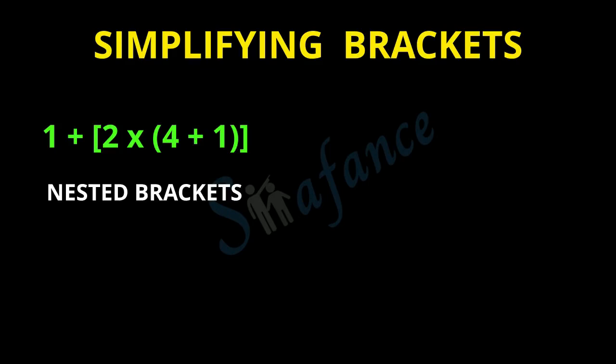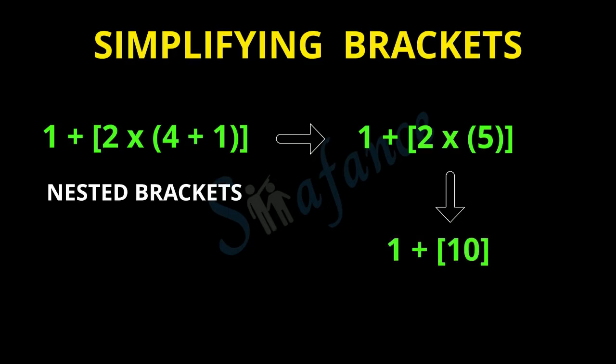In this case, first we will solve the bracket which is inside the other bracket. First we solve the inside bracket and then the outside bracket. When we solve the inside bracket, the equation becomes 1 plus bracket open 2 into, there is 4 plus 1 inside the bracket. So 4 plus 1 becomes 5. So 2 into 5. Now we can remove the circular shape bracket. Now we can operate inside the rectangular bracket. The equation we get is 1 plus 2 into 5, which becomes 10. So the equation we get is this.